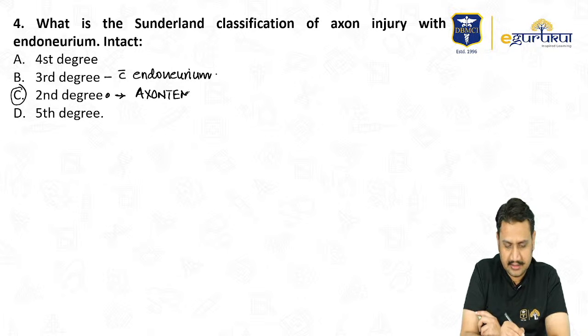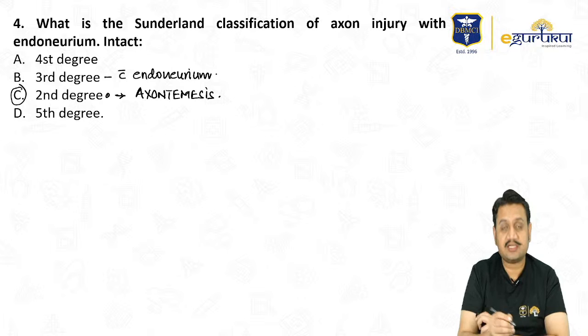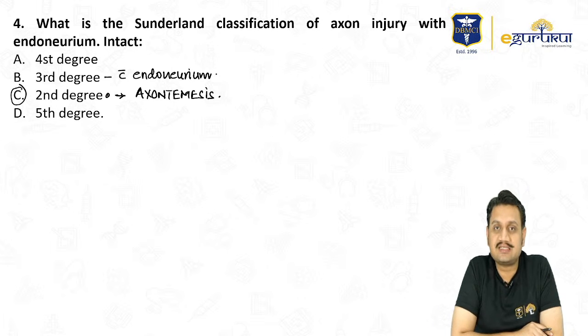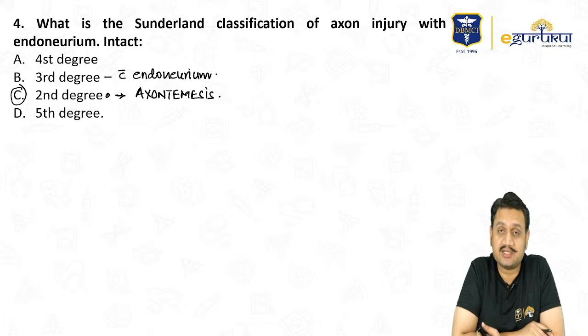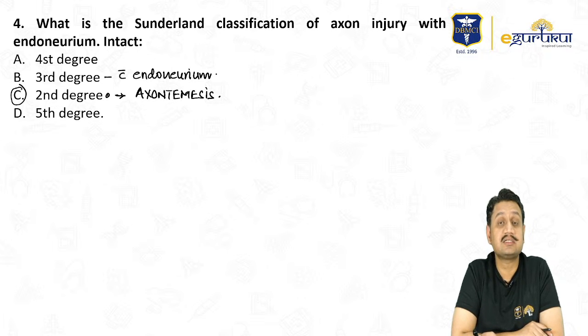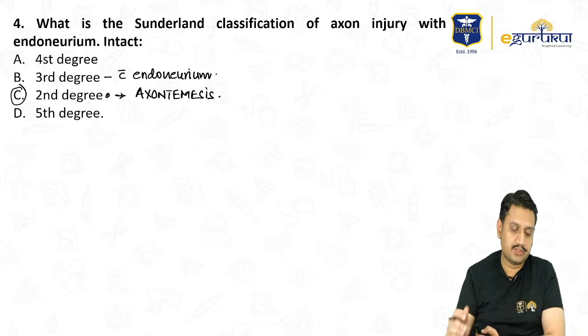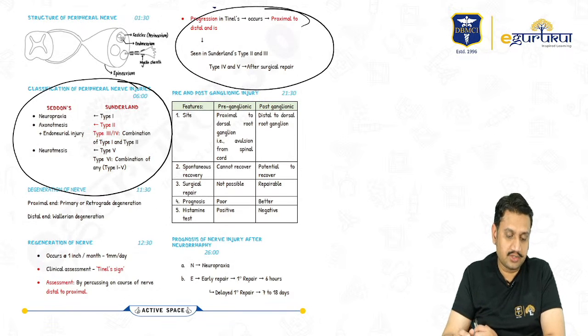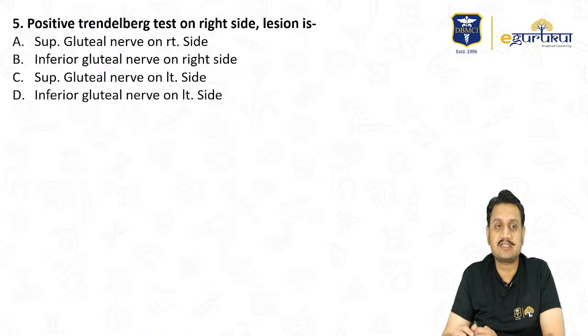That would be the same. If you have just revised your notes, you know two classification systems for the injuries in the nerve. It is the Seddon's and the Sunderland, right? You all know about that. Okay. So this was 4. This is the screenshot of the eGurukul notes where we have put this classification system.